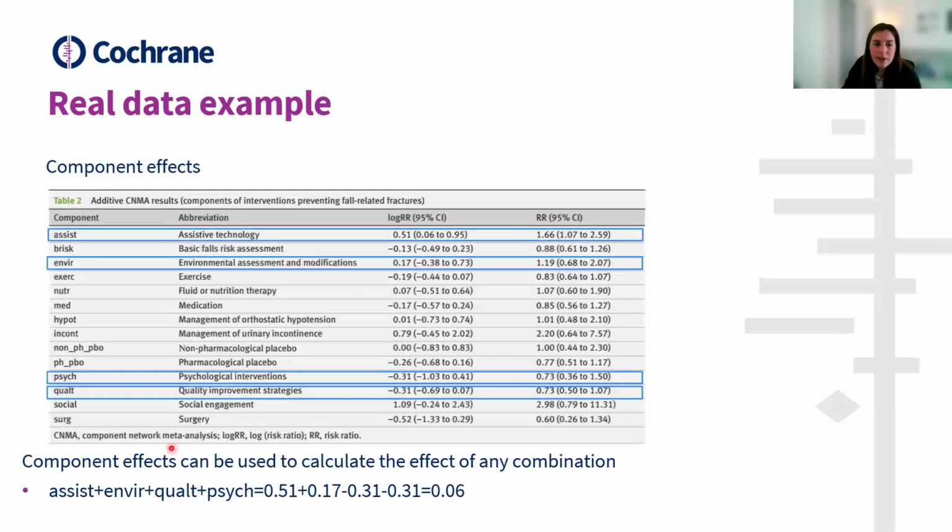For example, if we combined assistive technology, environmental assessments, quality improvement strategies and psychological interventions, we can find this effect by adding the effects of each component separately. So the effect of assistive technology on the log risk ratio scale is 0.51, 0.17 for environmental assessment, minus 0.31 for both psychological and quality improvement strategies. So we obtain the summary effect estimate for comparing this intervention to usual care, that is 0.06.